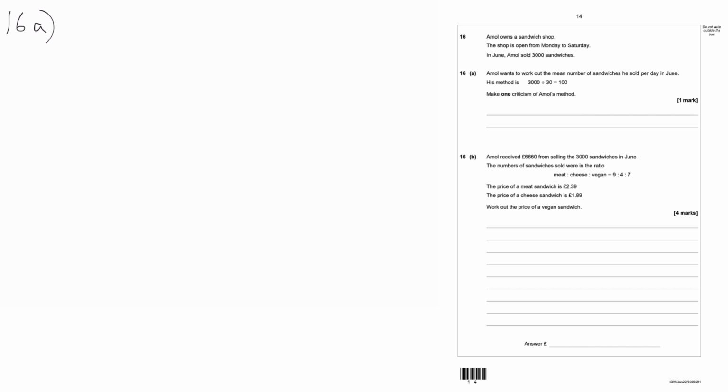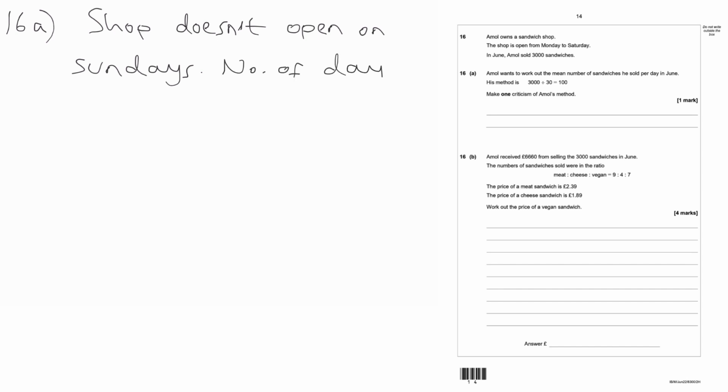So what I would say here is he is only open Monday to Saturday, so his shop doesn't open on Sundays, which means if he truly wants to get the mean number of sandwiches per day, instead of dividing by 30, it would be better to divide by 26 or 25, depending on the number of Sundays there were in June. So shop doesn't open on Sundays. Number of days should be 25 or 26 instead of 30.